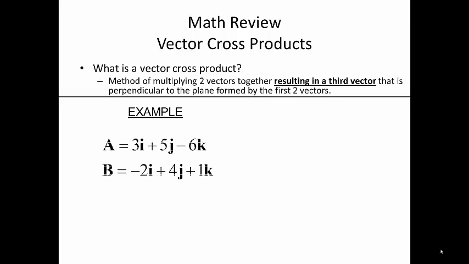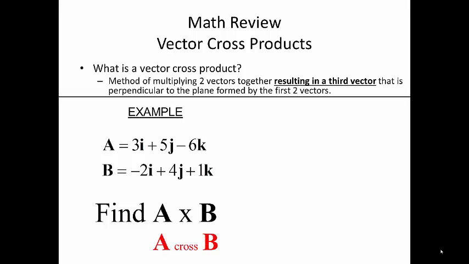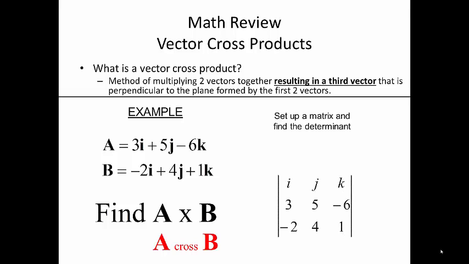For example, if I have two vectors, vector A and vector B, represented by vector A being 3i plus 5j minus 6k, and vector B being equal to minus 2i plus 4j plus 1k, and I want to determine the cross product of those two vectors, I want to find A cross B. We say this as A cross B, not A times B, but A cross B. In order to find the cross product of A cross B, I just set up a matrix and find the determinant of that matrix.